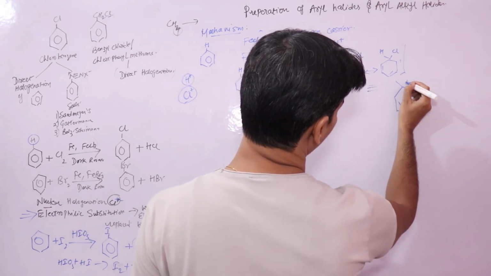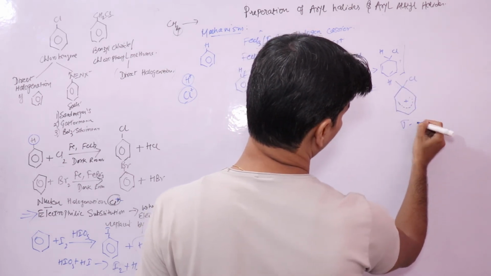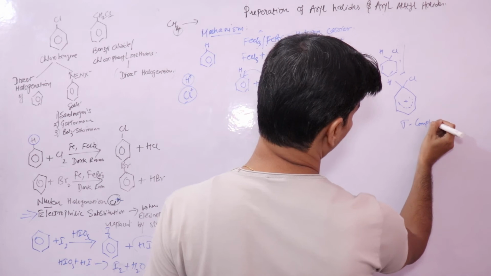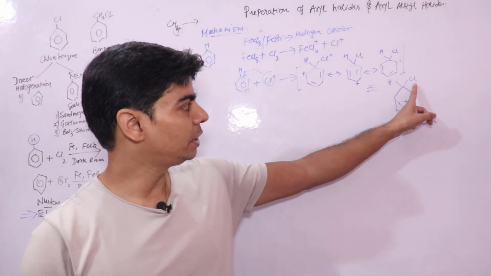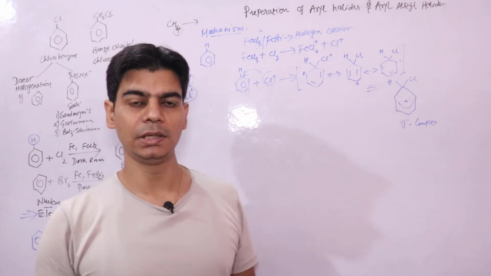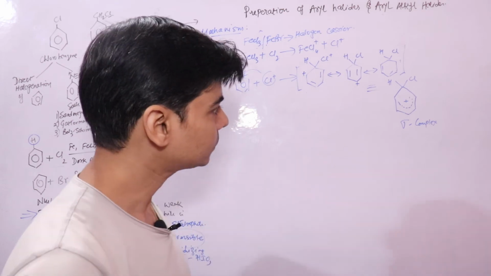Right, this is your sigma complex. Now what is a sigma complex? Why do we call it a sigma complex? We call it a sigma complex because chlorine is attached to this benzene nucleus via a sigma bond, so we call it a sigma complex, right?